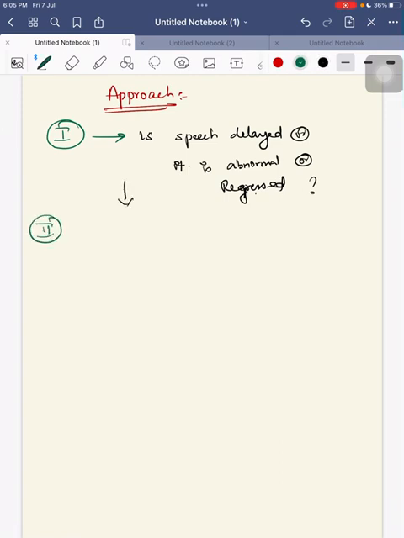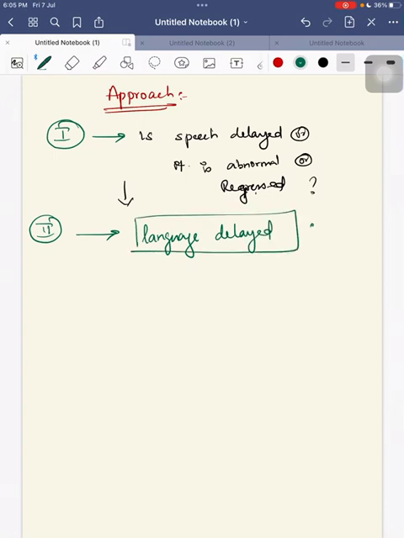In the second step, if the speech or the language milestone is delayed, first you have to look for hearing. Is hearing normal or what? If the hearing is impaired, then you have to treat it with a hearing aid, or by using cochlear implant with speech therapy you can solve this problem.